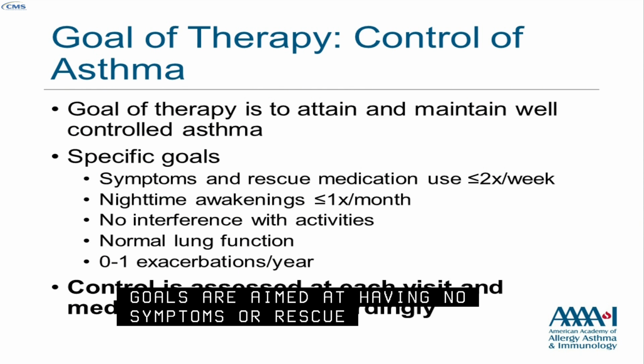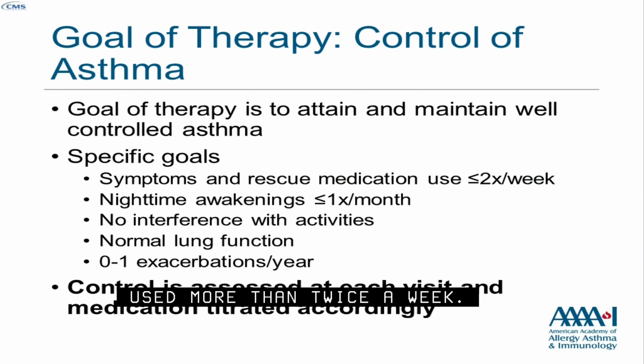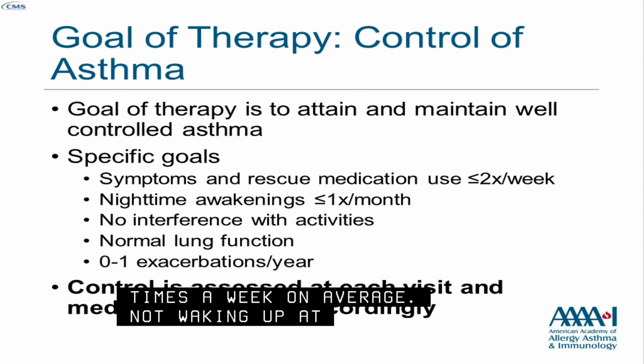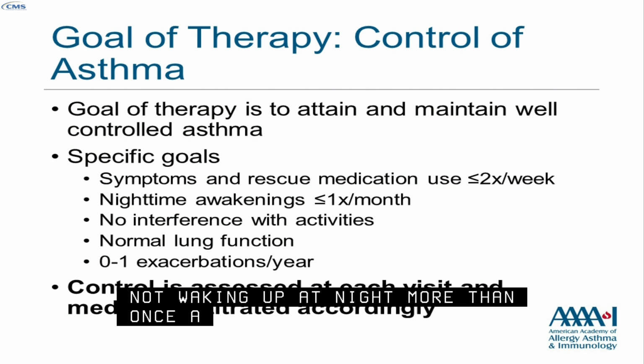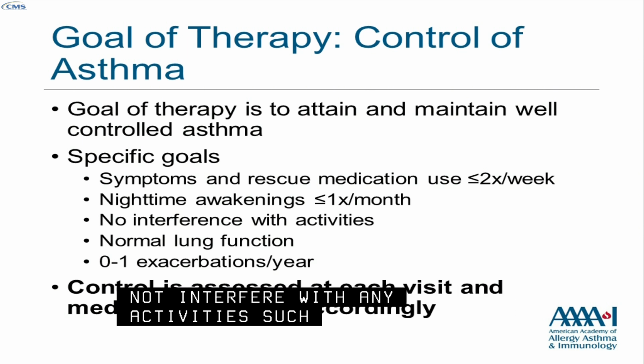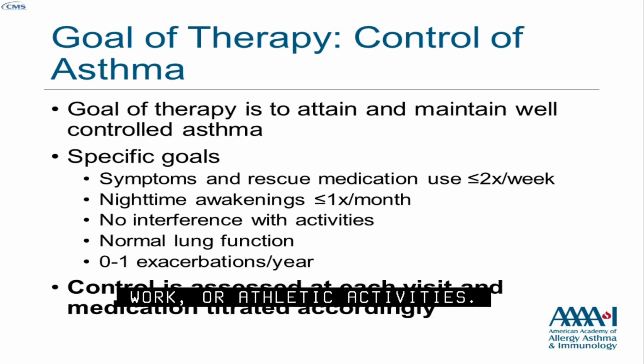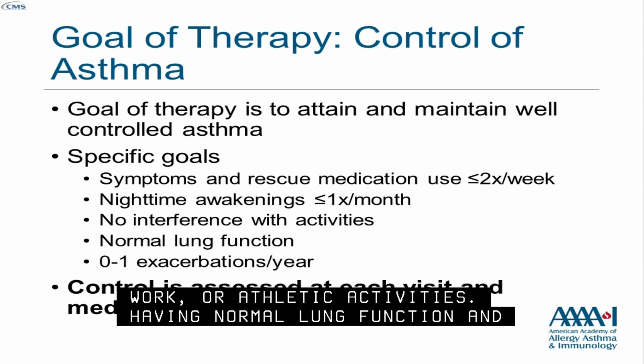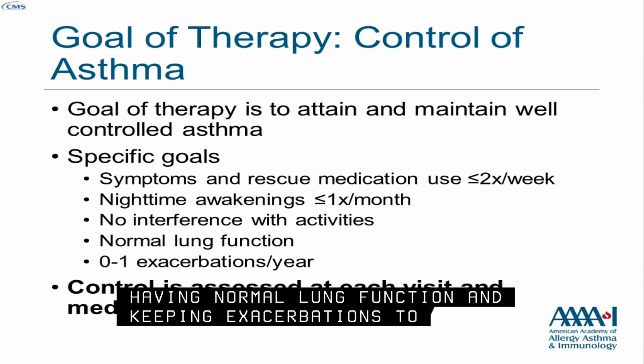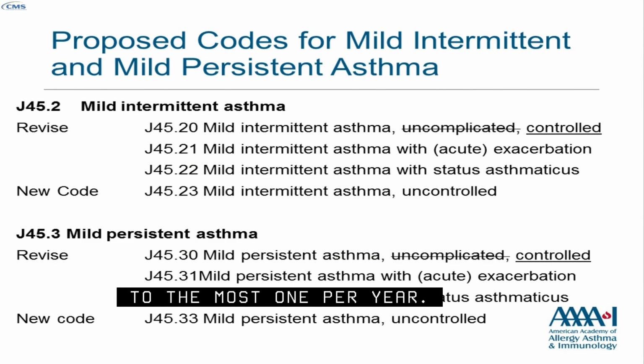So you want to keep those under 2 times a week on average, not waking up at night more than once a month, having the asthma not interfere with any activities such as missing school or work or athletic activities, having normal lung function and keeping exacerbations to 0 to at the most 1 per year. And again, as I said, control is assessed at each visit and medication is titrated accordingly.